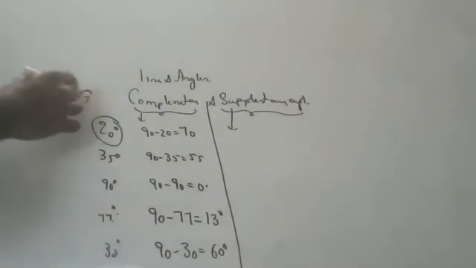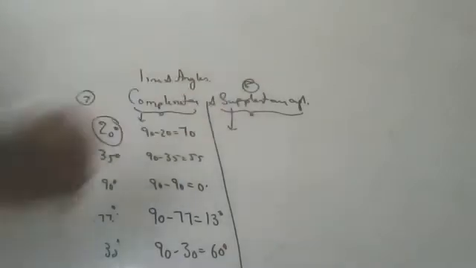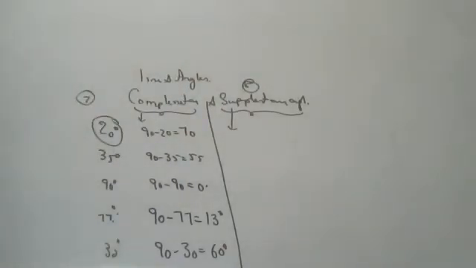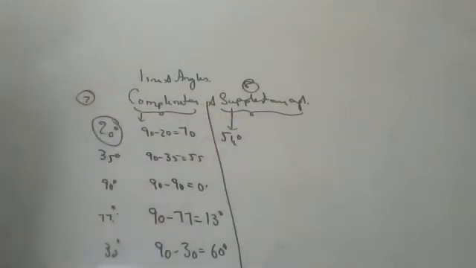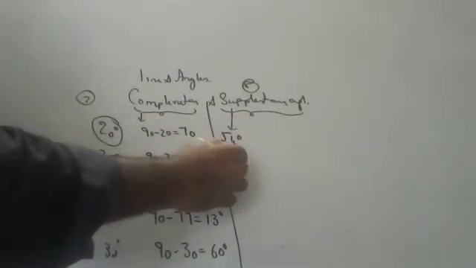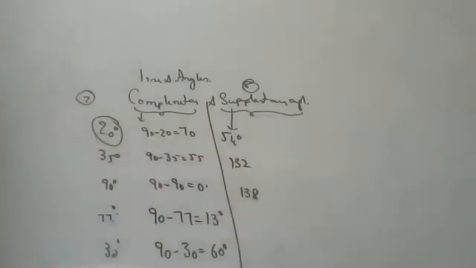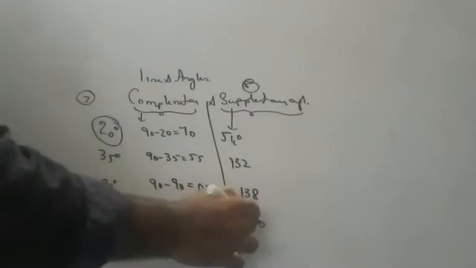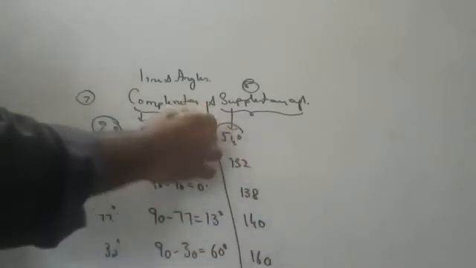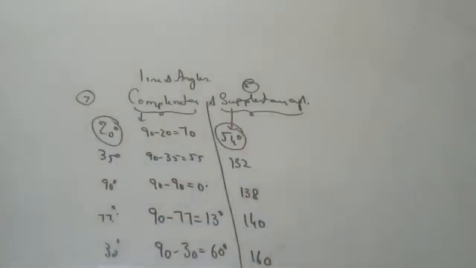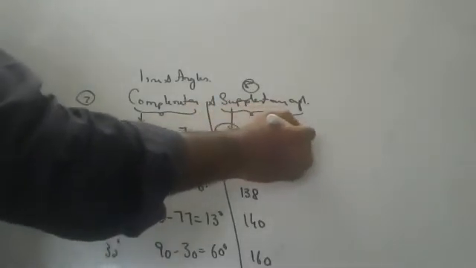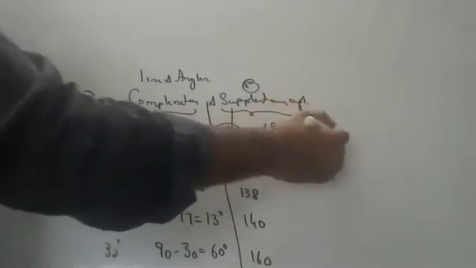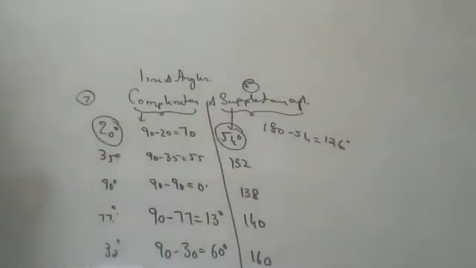This is the seventh question, children. Please check the eighth question also. Some basic level questions you should know. Now the supplementary angles: 54 degrees, 132, 138, 140, 160. If one angle is 54, what is the other supplementary angle? Supplementary angle, 180 minus 54. How much, children? It is 126 degrees.